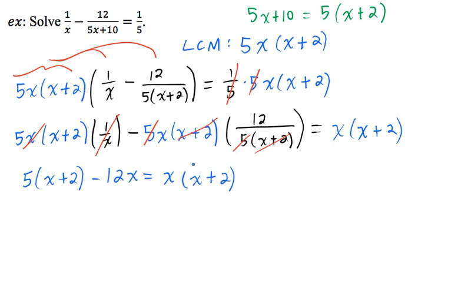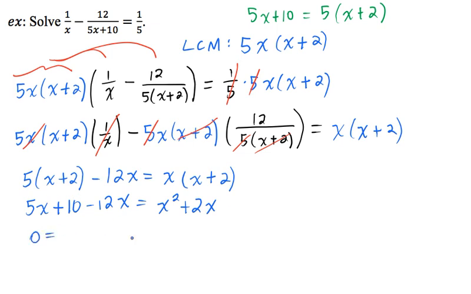So now we go back to quadratic techniques. Okay, so we're going to need to expand and get everything on one side of the equation. I'm going to move everything over to the right side, just so that my leading coefficient will be positive. But first I'll go ahead and distribute over here to get 5x plus 10 minus 12x equals x squared plus 2x. Next, let's move everything over to the right.